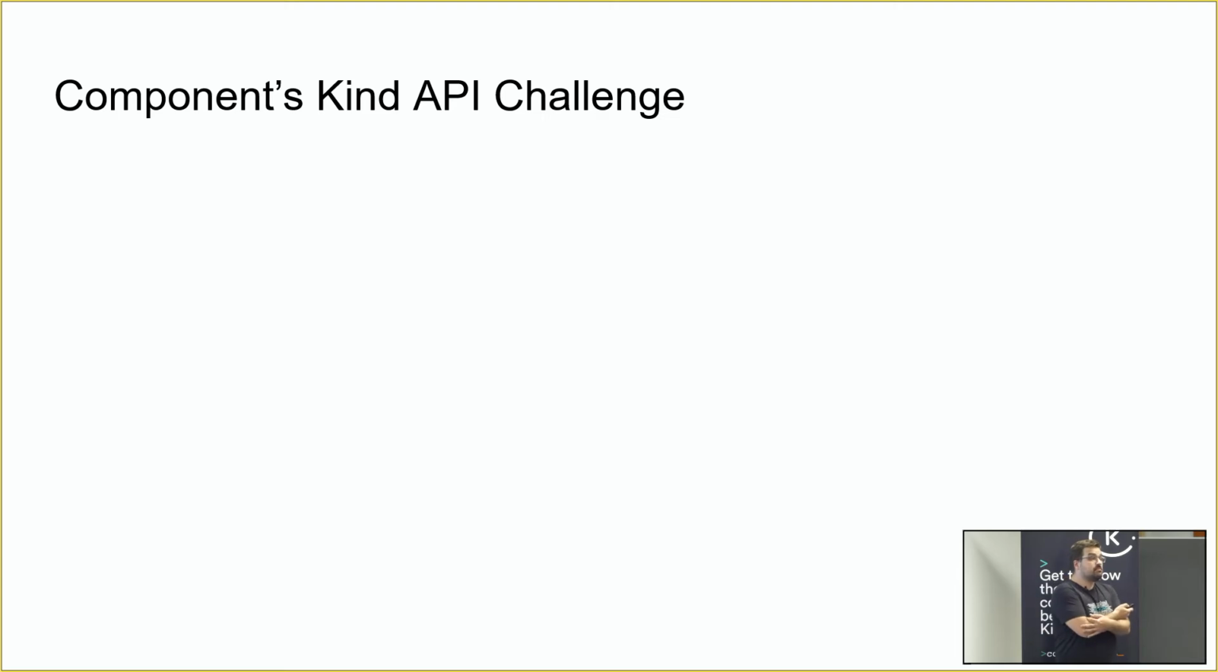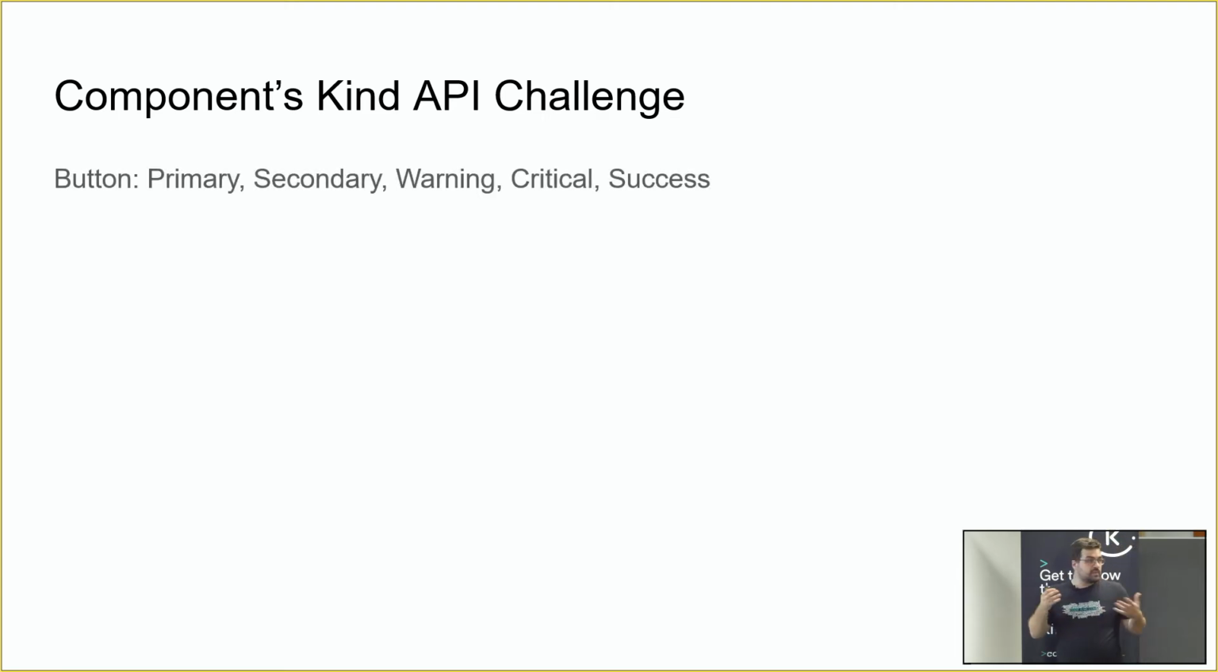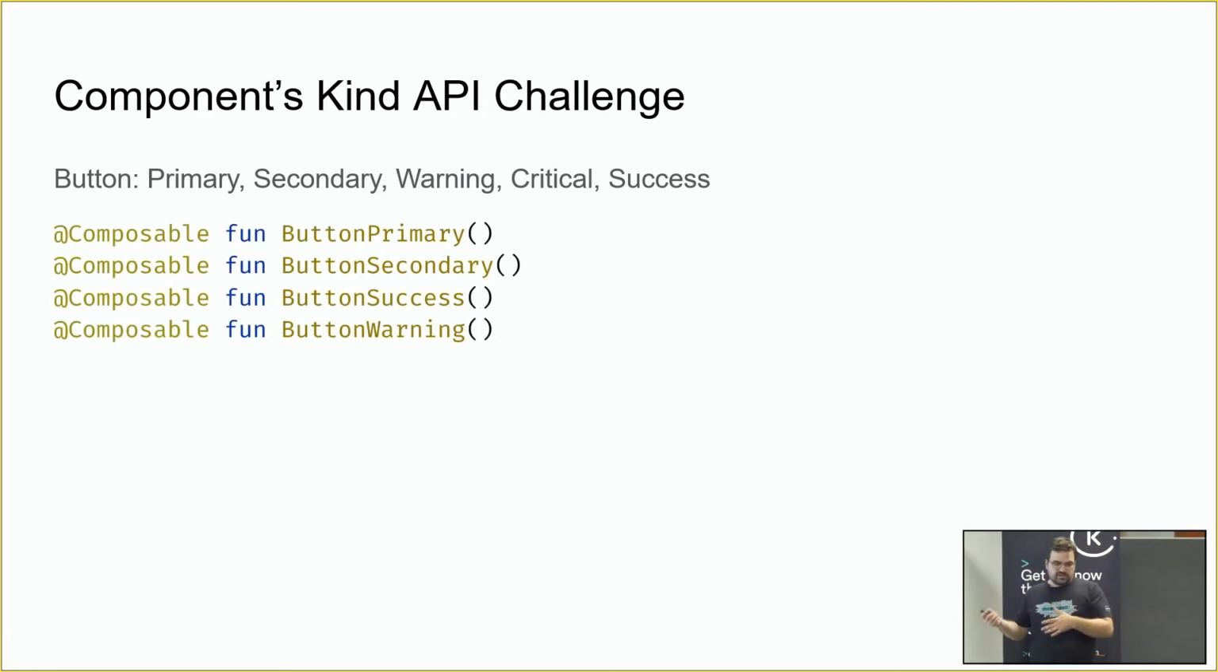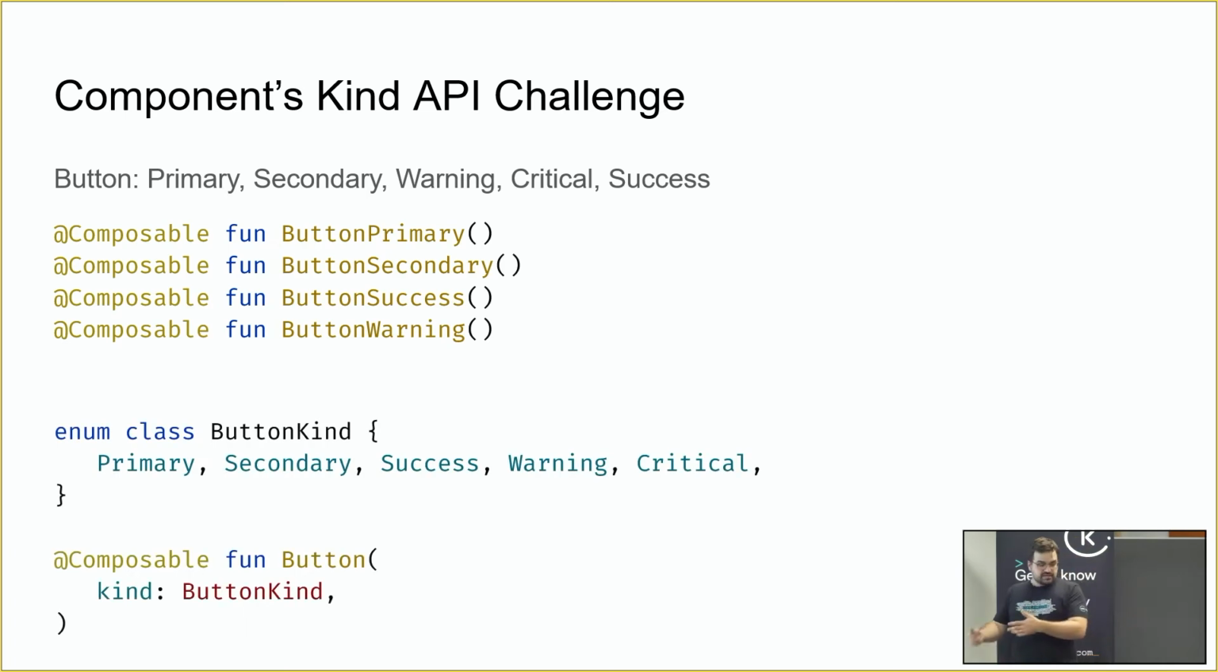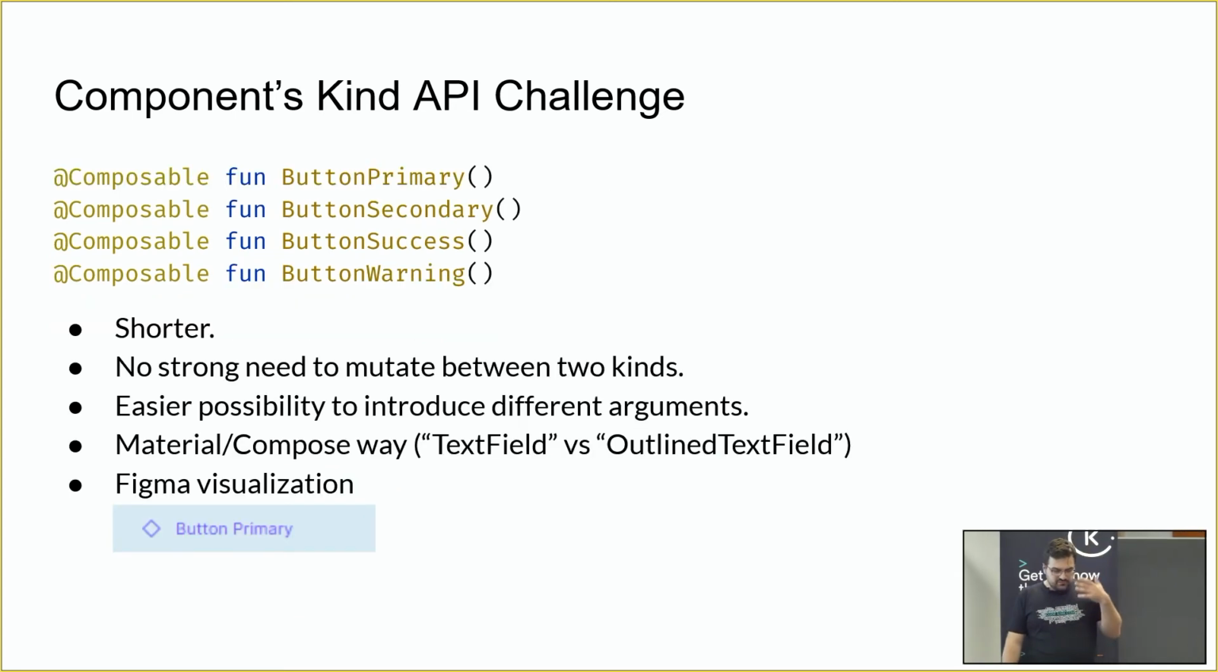Next challenge is the API, how to design those components in Jetpack Compose. So we have a button and obviously we have many kinds of button, primary, secondary, and so on. The first thing you may come up with is putting those kinds after the function name, and you will get something like this. Next option is to create an enum or sealed interface and pass the kind as an argument to the function. So we have chosen the first way, and this is the reason why.